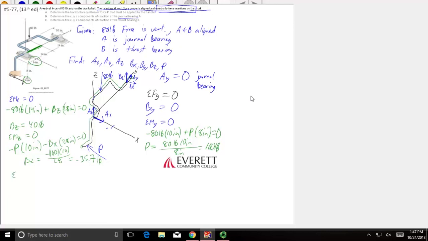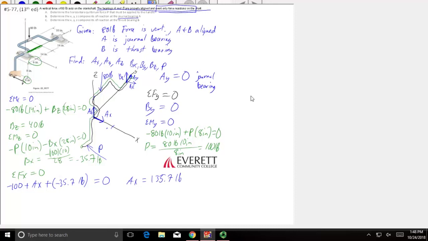We can say sum of the forces in the X is equal to 0. And we'll just have negative 100. That's our P plus AX plus BX, which is negative 35.7 pounds, equals 0. AX equals 135.7 pounds.